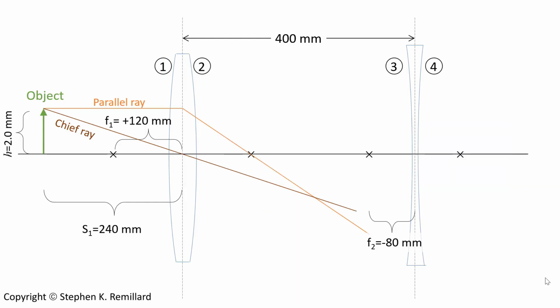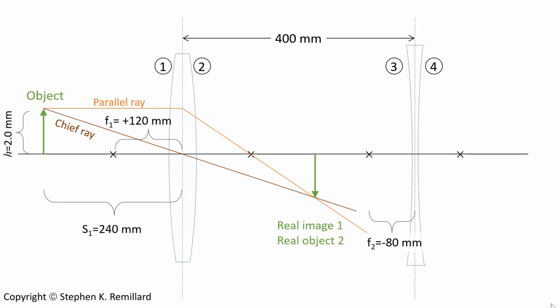I won't bother drawing the focal ray, but you can imagine what it does. It goes from the tip of the object through the focal point, hits the lens, and emerges parallel. All 3 of those principal rays will converge at an image. It's a real image because it's formed from real light, and it's inverted. That real image from lens 1 becomes the object for lens 2.